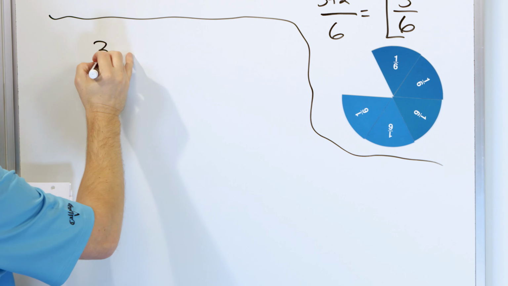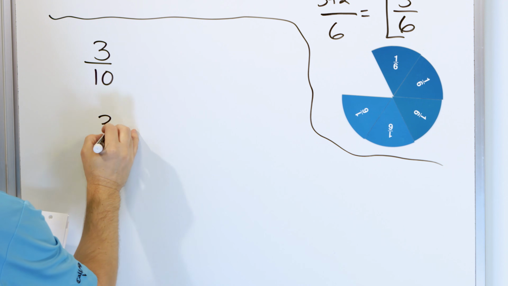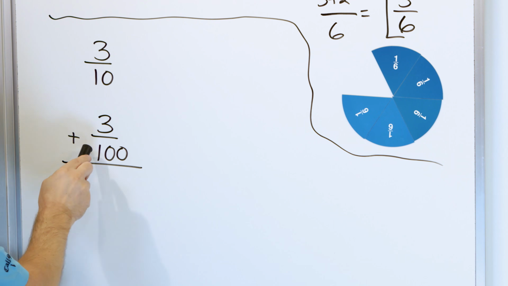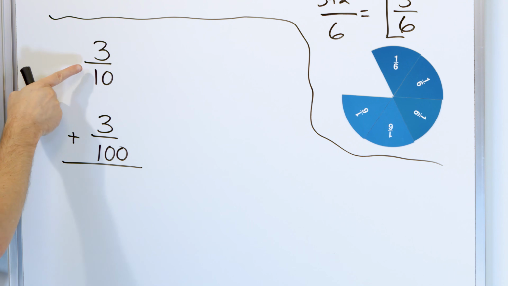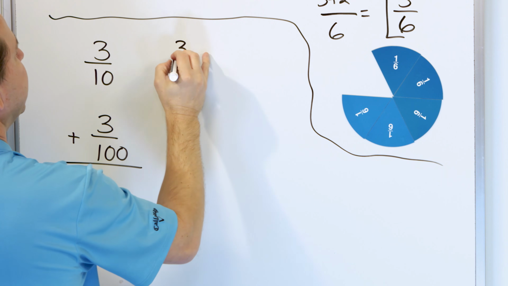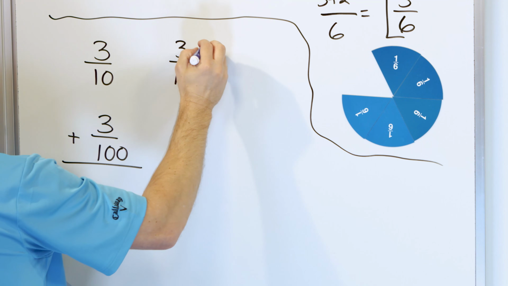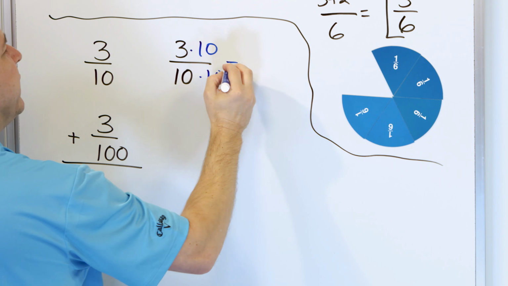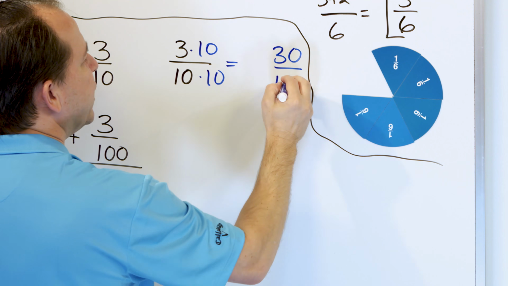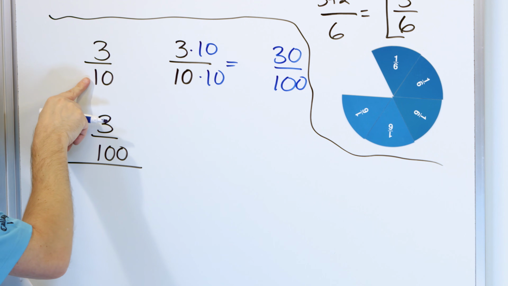Because what I have here is 3/10, and then 3/100ths. I want to add these guys together. I have a 100 and a 10. I can just change this by multiplying by 10 over 10. So what I will do is I'll say 3/10. I will change this fraction by multiplying the top by 10 and the bottom by 10, and that will give me 3 times 10 is 30, and then 10 times 10 is 100. So this 30 100ths is the same thing as 3/10.